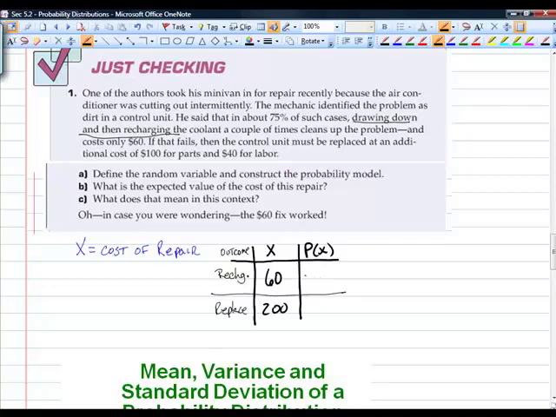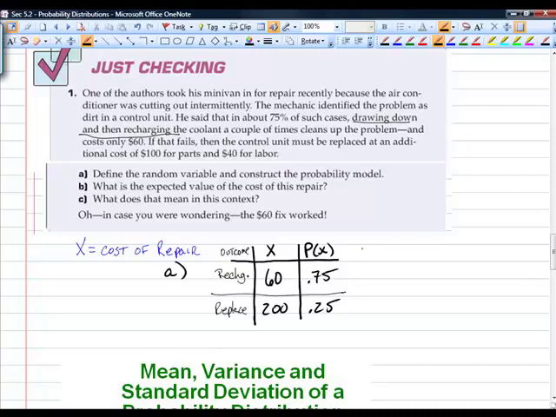Alright, the probability that the recharge works is 0.75. And then if they have to replace it, what's the probability that that happens? We weren't told that probability, but we can figure it out, can't we? What do all the probabilities have to add up to? 1. So we've got 0.75. This is going to be 0.25. So this answers part A to this question. Define the random variable and construct the probability model.